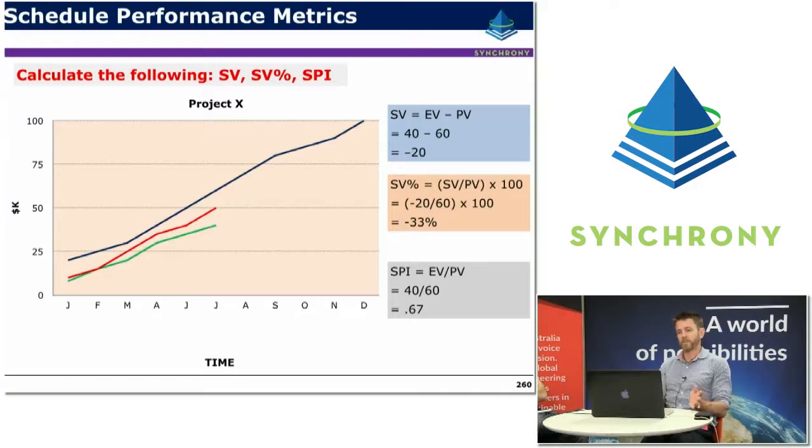The schedule variance expressed as a percentage is basically the schedule variance divided by the planned value, times 100 to come up with that percentage. So in this case, negative 20 divided by 60 times 100 gives us negative 33%. Expressed as an index, the SPI is the earned value divided by the planned value. 40 over 60 equals 0.67. So there are three examples of the metric, all of them telling us that we have a schedule problem, but they can just be expressed in different ways depending on what your stakeholders' preferences are.